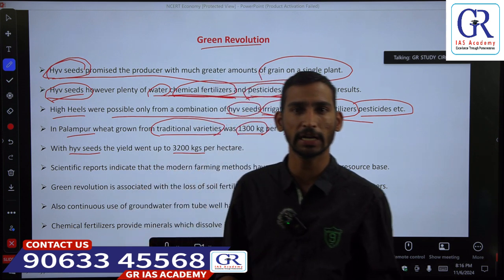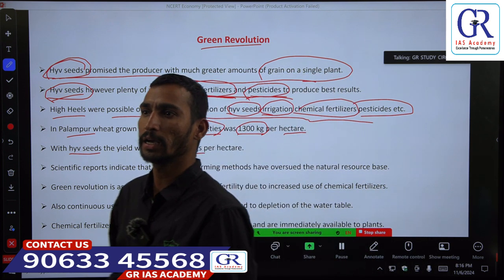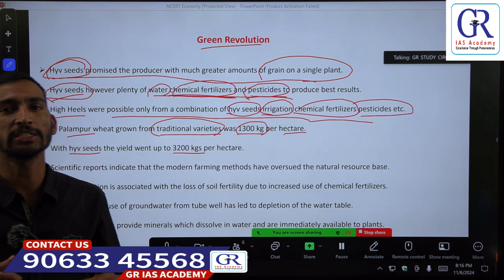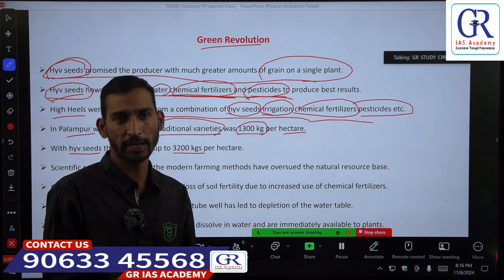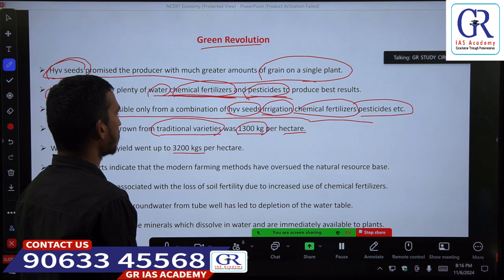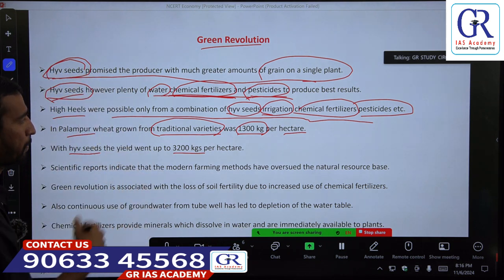Even though we faced many adverse weather conditions during that period of time, even when we faced adverse climatic conditions, the production levels rapidly increased in the country due to adoption of the green revolution. The productivity and production levels rapidly increased.